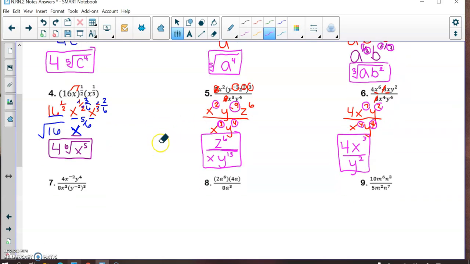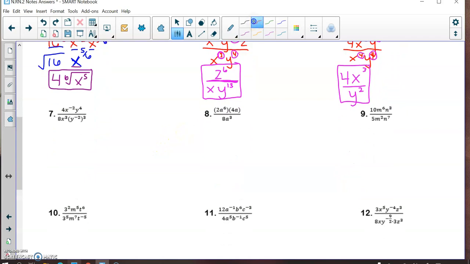All right, next one. So for number 7, 4 and an 8 are both divisible by 4. If I divide 4 divided by 4, that 4 cancels out to be a 1. If I divide 8 divided by 4, that 8 cancels out to be a 2. So there's a 2 in the denominator when I simplify the numbers. Now I'm going to work on the variables. So I have an x to the negative 2nd, y to the 4th in my numerator. I have an x to the 3rd, y to the negative 6 in my denominator because I have a negative 2 times a 3.